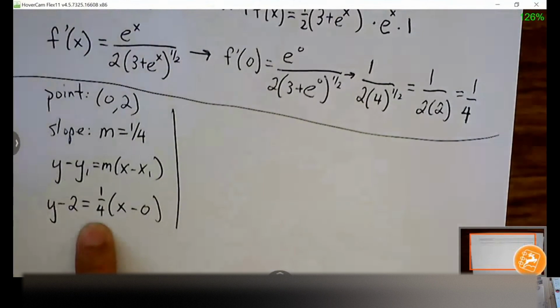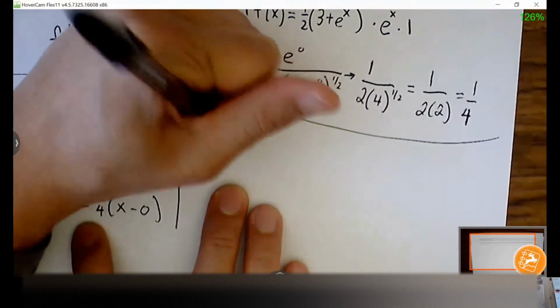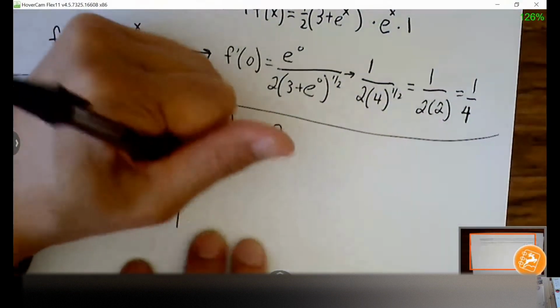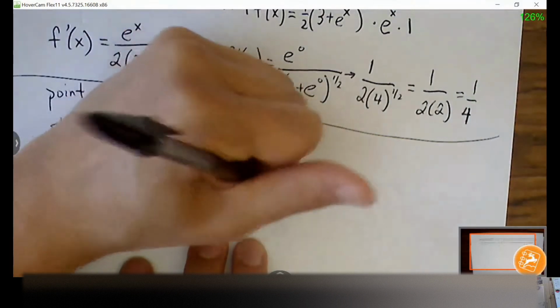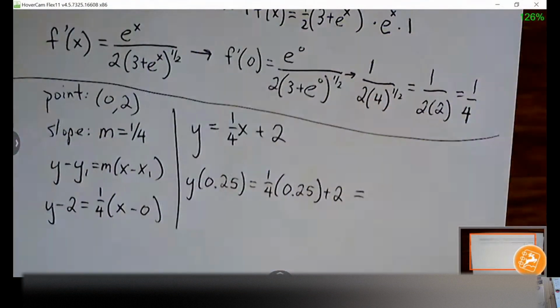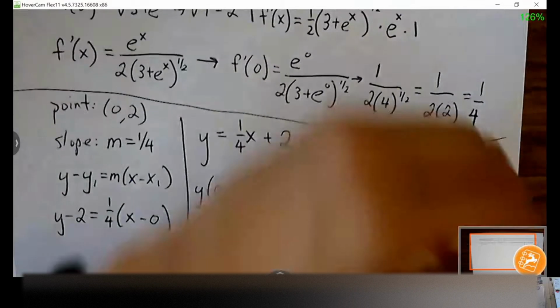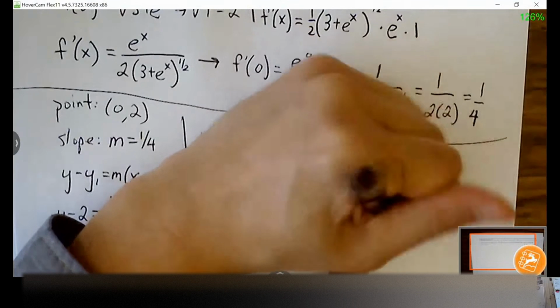Solve for y, and then our final step is working that decimal. One-fourth times 1/4 is 1/16 plus 2. Answer choice B.